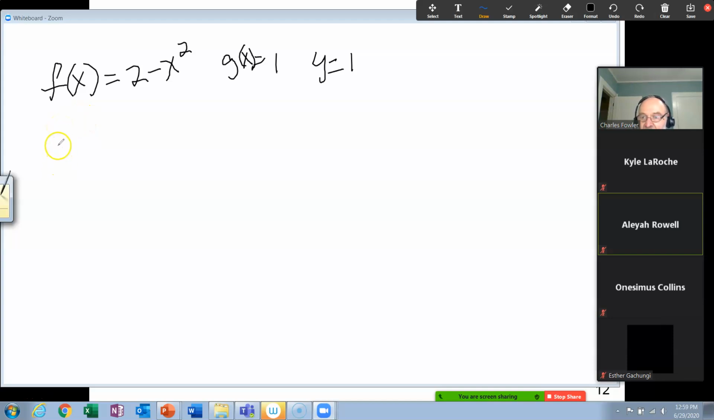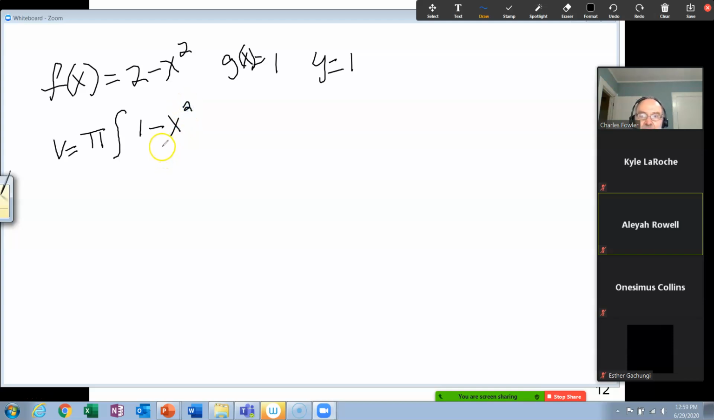The volume then would be, you always have your pi when you're doing this disk method, and that'll be the integral of your r. Your r here is f minus g. You're going from f down to g. So that would be 2 minus x squared minus 1, which would just be 1 minus x squared, right? 1 minus x squared.